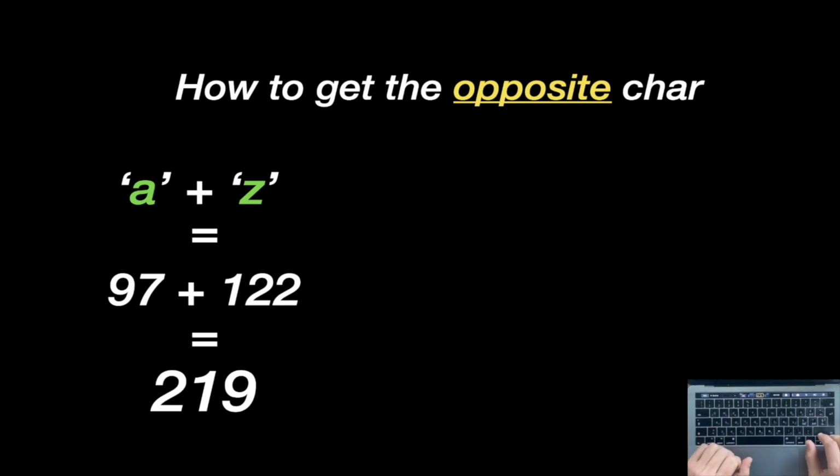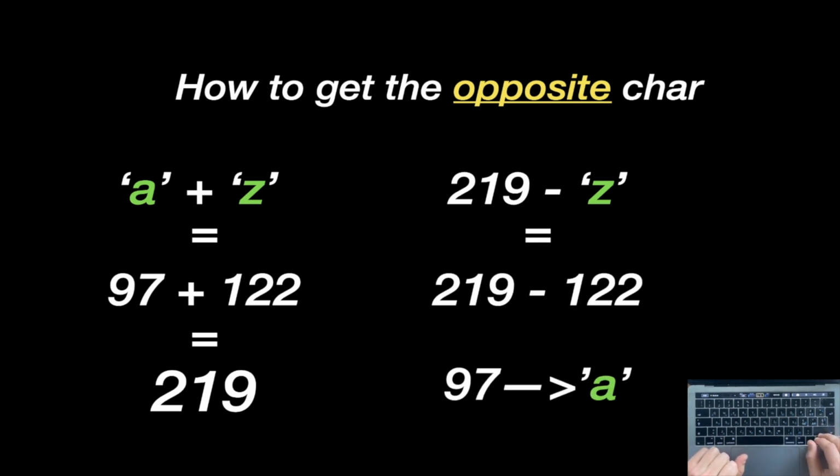What is this value about? Check carefully now. If I say 219 minus Z, what do I get? Z is 122, right? I get that on A, right? Which is 97. So I think that it's kind of tricky to understand this point. So let's visualize this problem in another way.